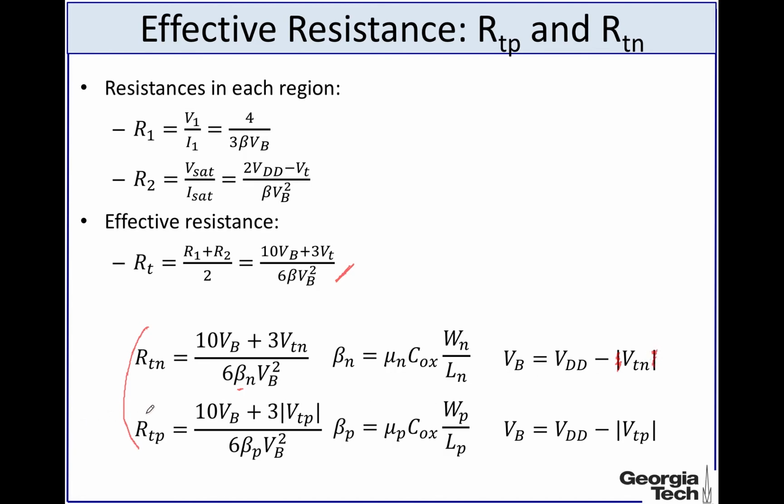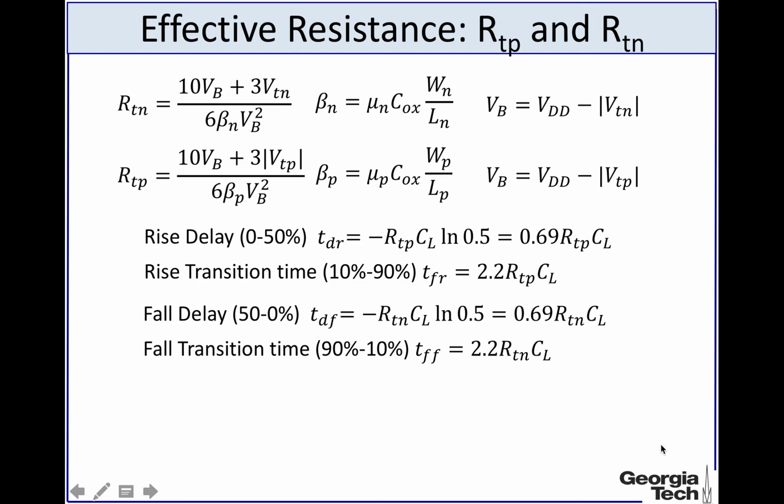Now on the other hand, for P MOSFET, the threshold voltage is negative, so the way we write it is just take the absolute value of the threshold voltage of the P-type MOSFET, and again beta P is mu P COX W over L for the P-type MOSFET, and here VB is VDD minus the absolute value of the threshold voltage of the P-type MOSFET. Alright. Now again the same equations are written over here.